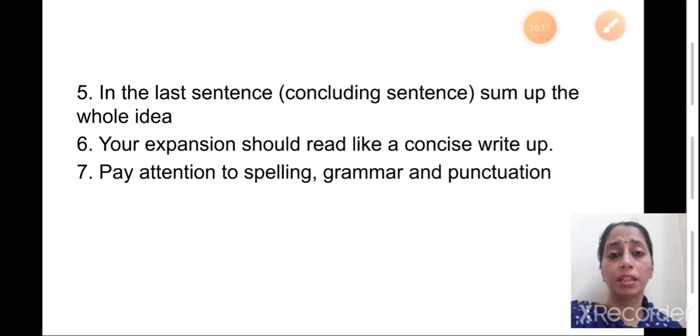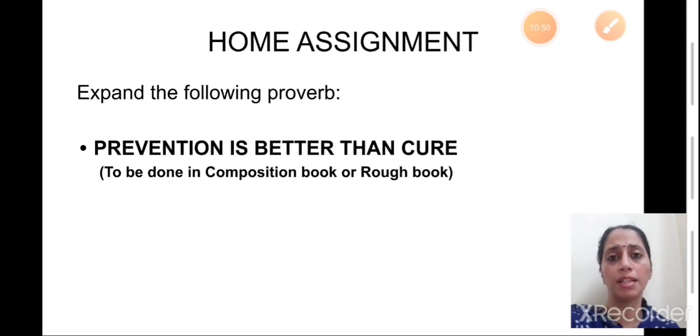Okay, pay attention to grammar, pay attention to spellings, pay attention to the punctuation marks. Okay, don't make any spelling mistakes. Marks are bound to be deducted. Don't make any grammatical errors as well. And punctuate wherever needed. Clear? I hope this topic is clear to all of you. Okay, go through the rules and regulations once again before you start doing the home assignment.